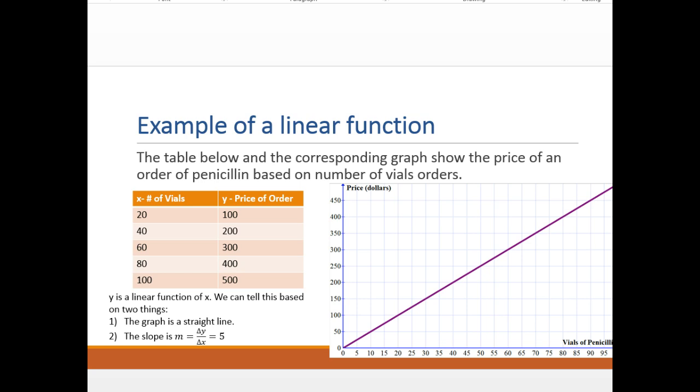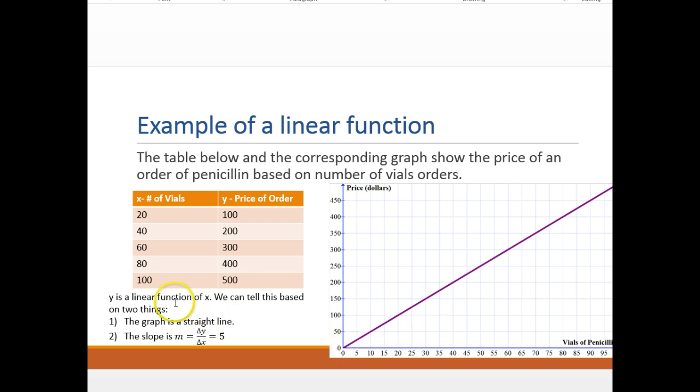Here's an example of a linear function. It says the table below and the corresponding graph show the price of an order of penicillin based on number of vials. So the number of vials ordered are 20, 40, 60, 80, and 100. And the corresponding prices are 100, 200, 300, 400, and 500. If we were to actually plot these out, these would all fall on this line here.